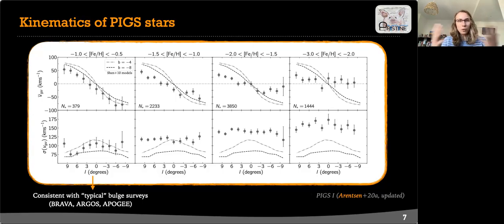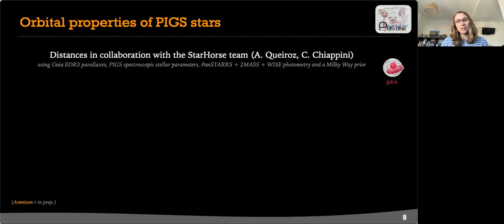So this is for all stars in PIGS, assuming that they're in the inner galaxy, but we know that there's a mix of stars that stay within the inner galaxy and stars that are just passing through. So these are halo interlopers. And to be able to look at this, we can estimate the individual distances and orbital properties of the stars instead of using just the average radial velocities.